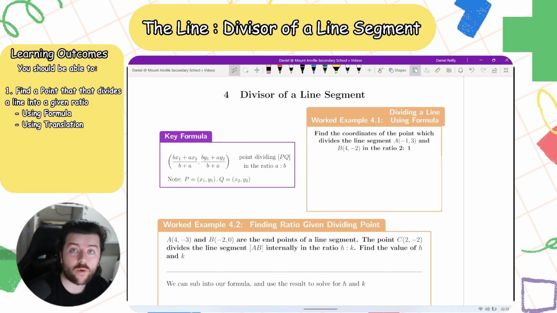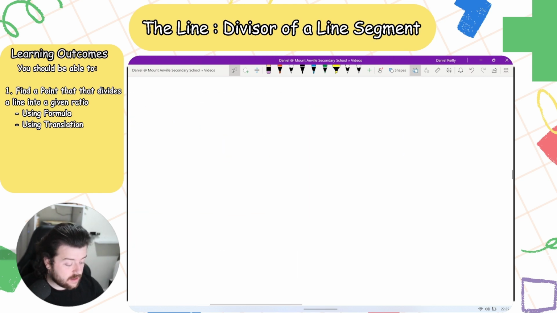Okay, so in this video, we are looking at the divisor of a line segment. So this is a new formula in Leaving Cert higher level in coordinate geometry. What we're essentially trying to do is find a point on a line, like so.